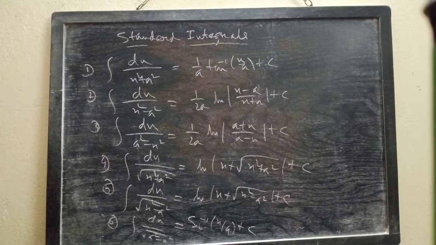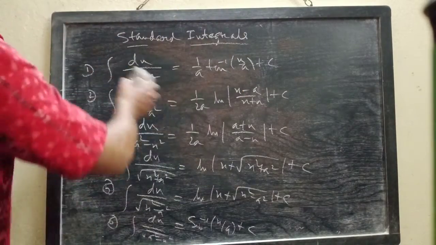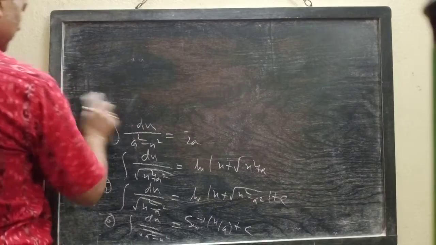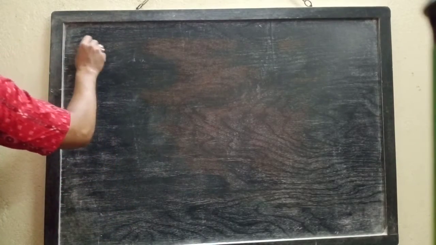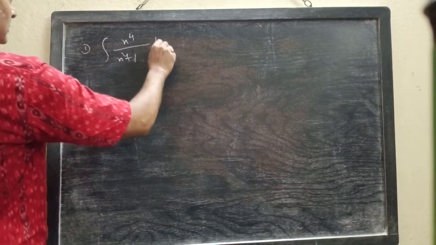Okay. Now we will solve problems based on these 6 formulas and the ideas that we already developed through the problems that we have already solved. Number 1. Integration x to the power 4 by x square plus 1 dx.